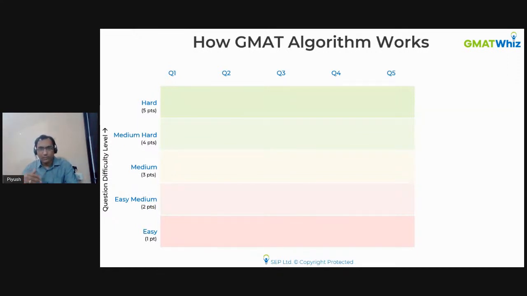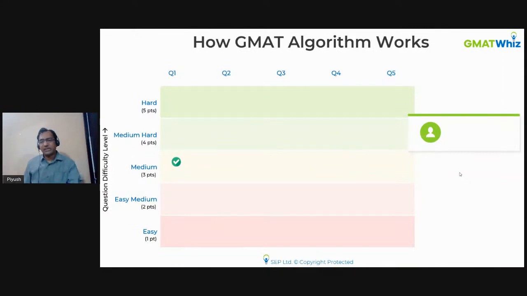I'm going to talk about 2 students. Generally, when you start your GMAT test, everyone gets a medium difficulty level question, mostly. That's where the test starts from. So let's assume that student 1 started his GMAT, and the first question that he got was a medium question. He got it right. So what the algorithm does is it basically increases the difficulty level.